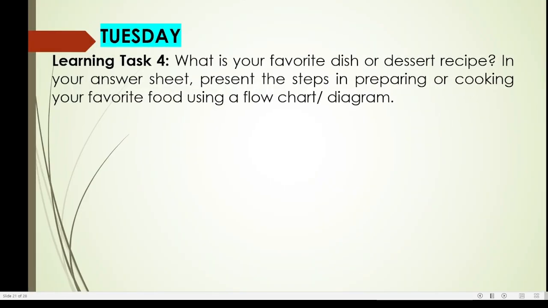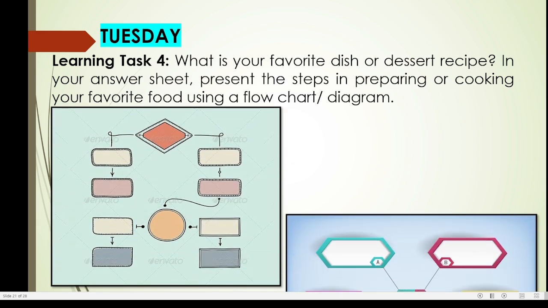On Tuesday, you're going to work on learning task number 4. You have to answer this. What is your favorite dish or dessert recipe? In your answer sheet, present the steps in preparing or cooking your favorite food using a flowchart or a diagram.